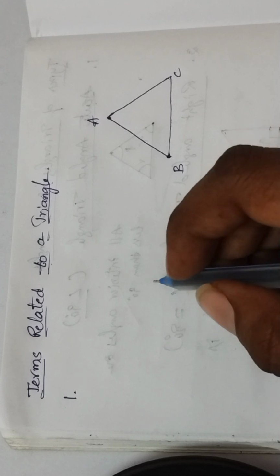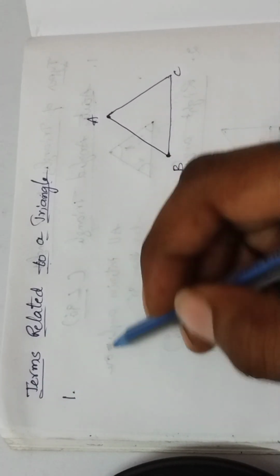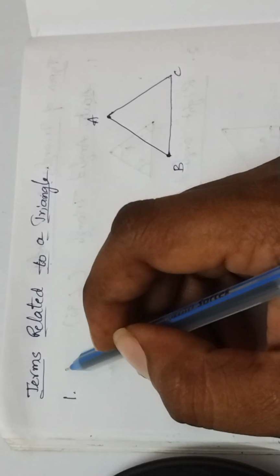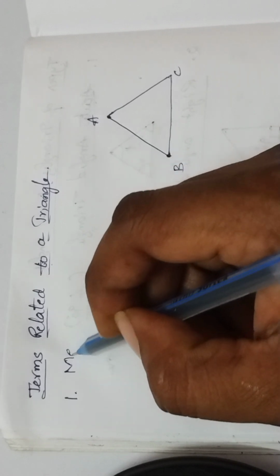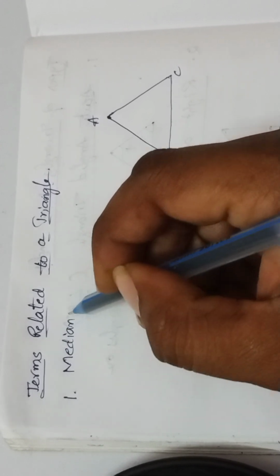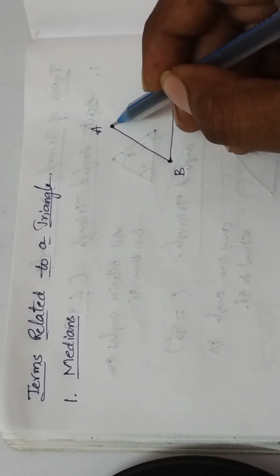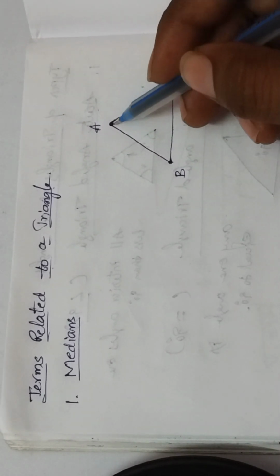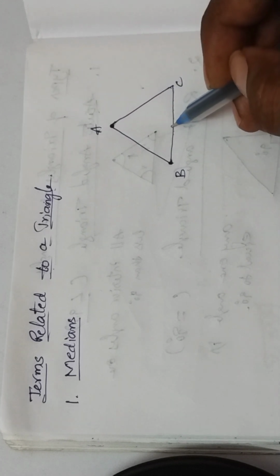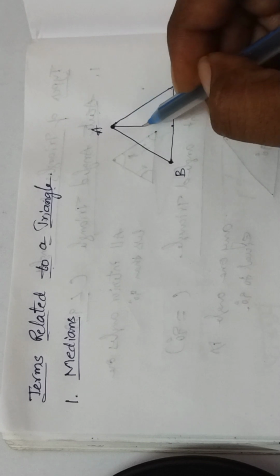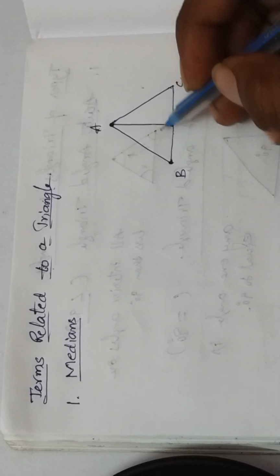Today we are going to discuss a small topic, that is terms related to triangles. So, first one, median. The median is nothing but the line segment which joins a vertex to the midpoint of the opposite side. This line segment is called a median.